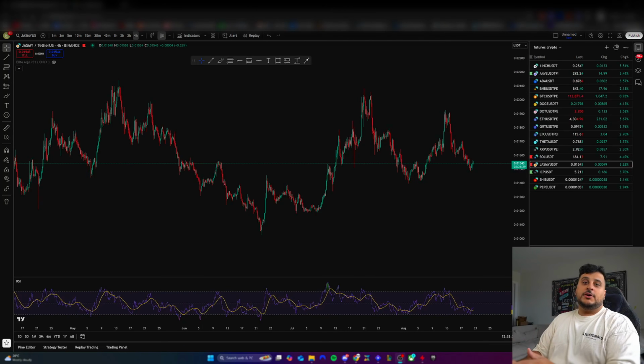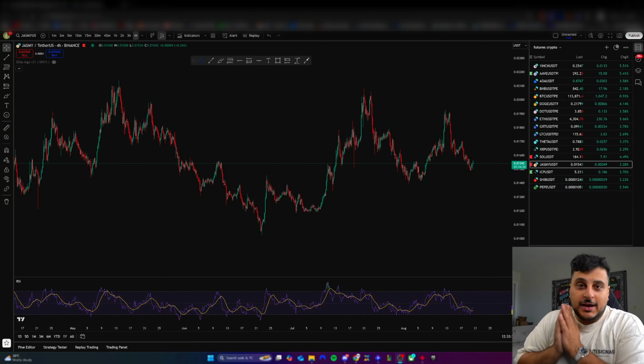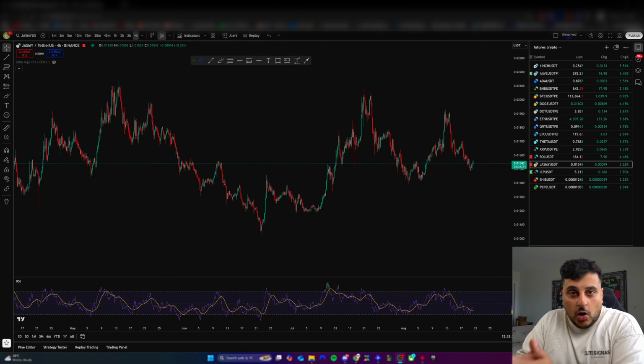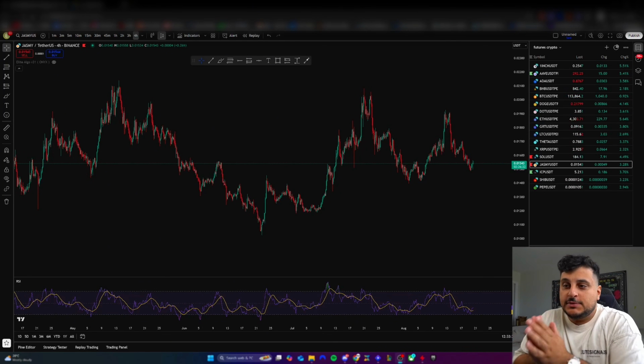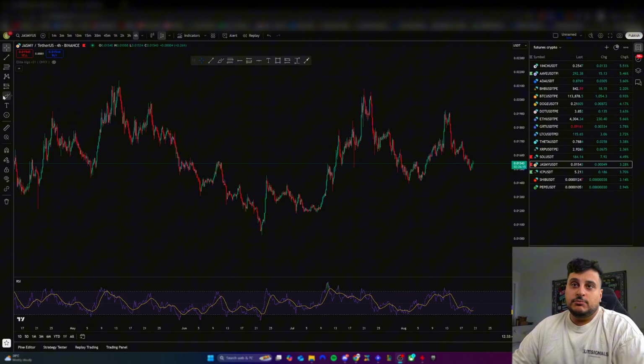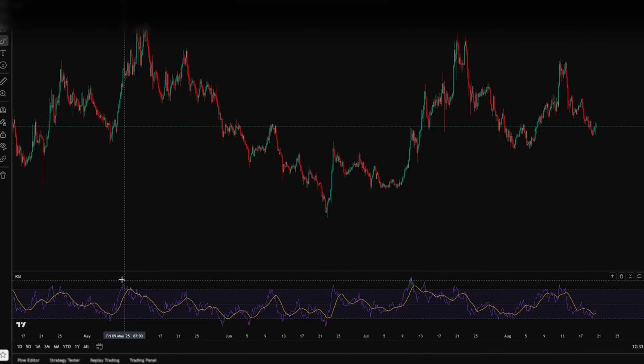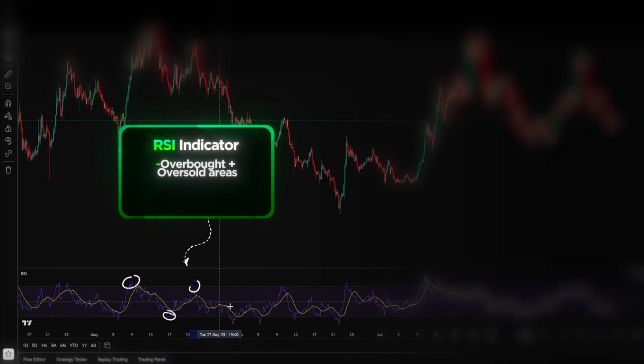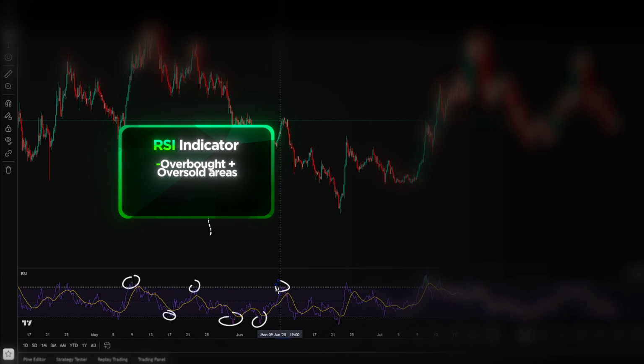All right guys, so before I show you the right way to use the RSI indicator, let me show you the wrong way to use it. And this is probably the way that you've been taught to use the RSI indicator this whole time since you've been trading. So very, very simple. What you want to do here is simply look for overbought and oversold areas on the RSI, and this is where you buy and sell. Again, this is wrong. This is not the way you want to use it.